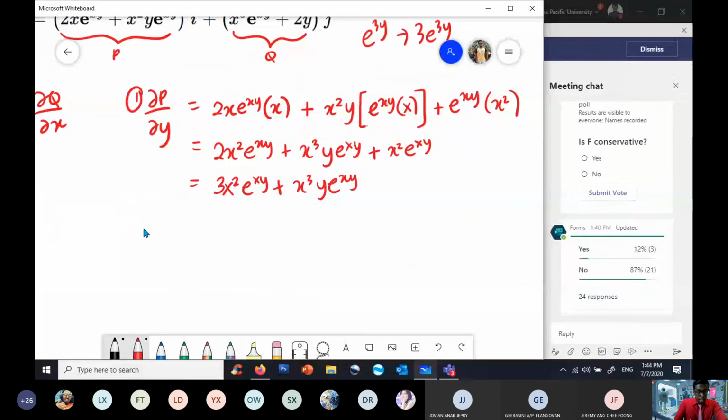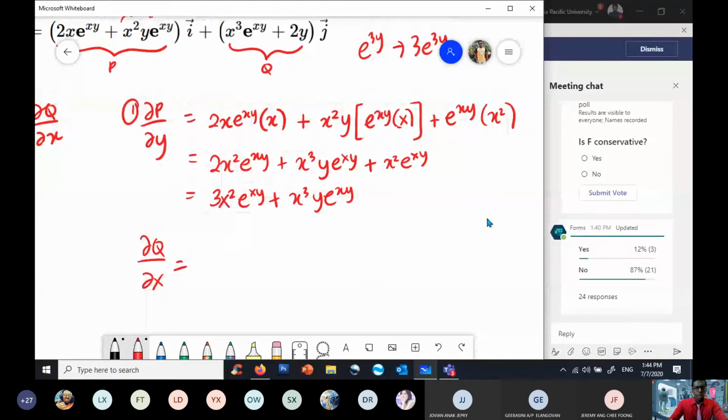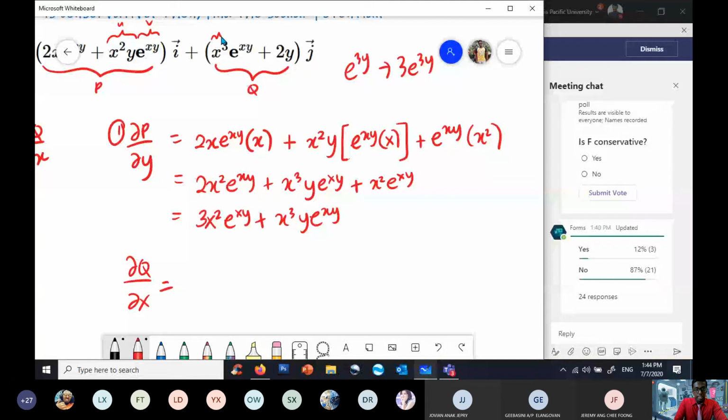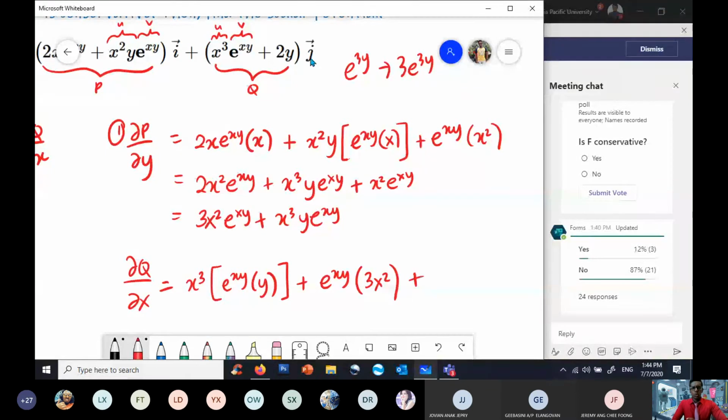So, of course, I have to check now with my dou Q over dou x. Differentiating Q with respect to x, again you must use product rule. There's an x here and there's an x here. So u v prime is this. If you differentiate e^xy with respect to x, it's going to be e^xy again, multiplied by the constant, which is y. So u v prime plus v u prime. Differentiate x cube, we get 3x squared. Plus differentiate 2y, there's no x there, so it's just 0.